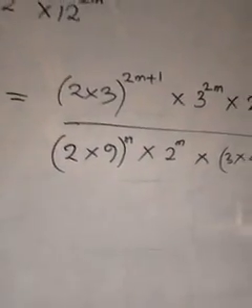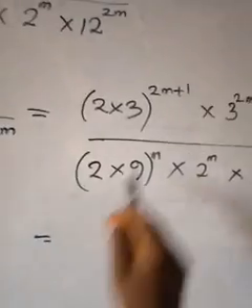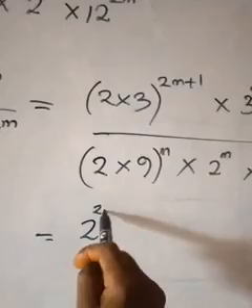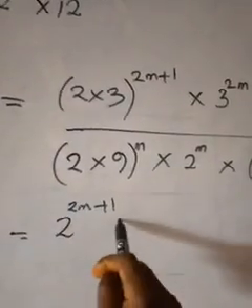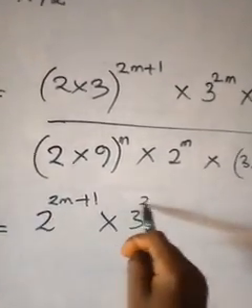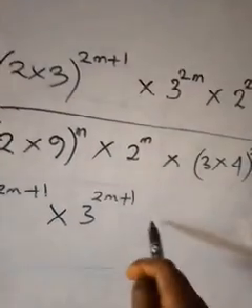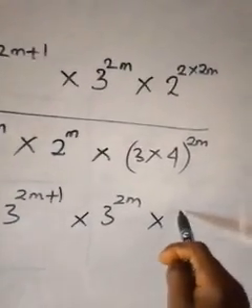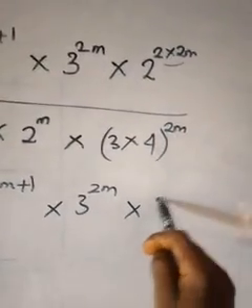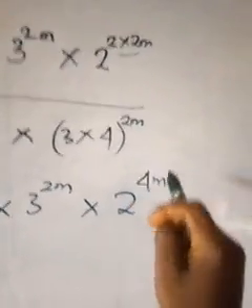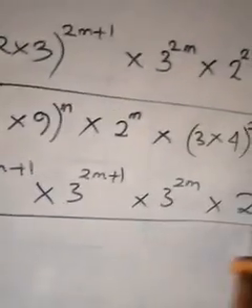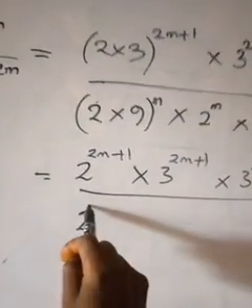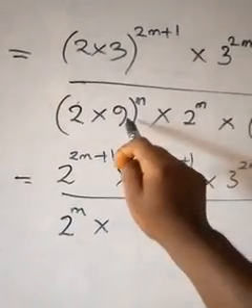Now let's start with this. They can share the power. That will be 2 raised to the power 2m plus 1 multiplied by 3 raised to the power 2m plus 1 multiplied by 3 raised to the power 2m. Then this will give us 2 raised to the power 4m. Everything divided by this. Then this will share out of this. That will be 2 raised to the power m. Then times 9 raised to the power m.